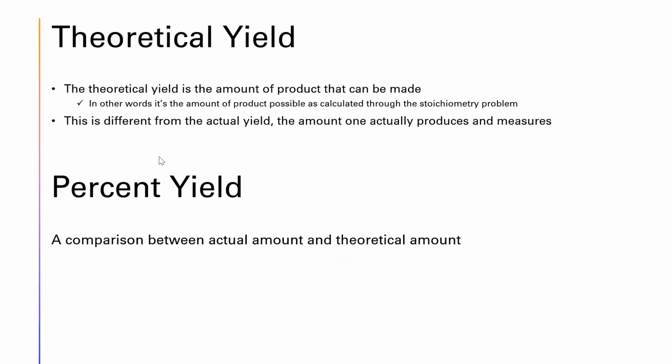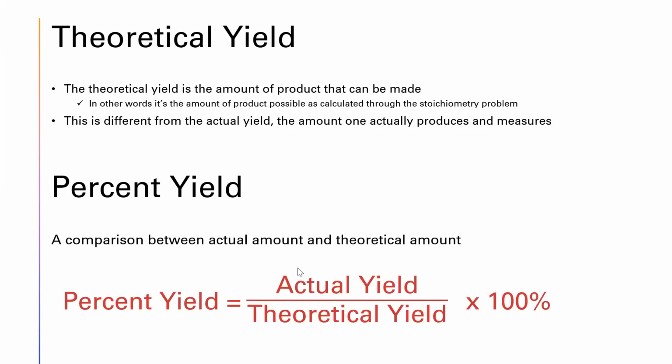And after we get the theoretical yield and the actual yield, we can calculate percent yield, which is a comparison between the actual amount and the theoretical amount. The equation is percent yield equals actual yield divided by theoretical yield, multiplied by 100%.